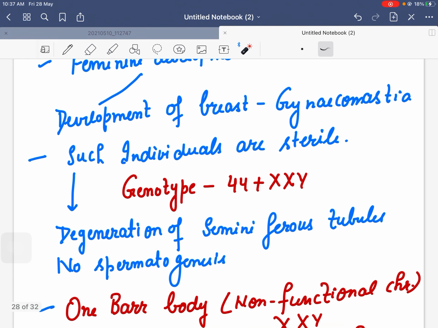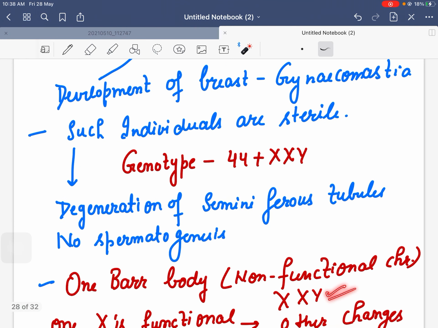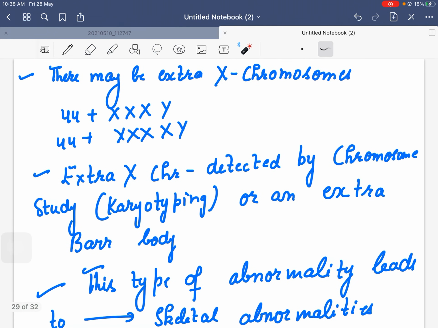Sometimes students ask me, ma'am, can only one X be added? No child, sometimes there is a very rare condition in which 2 extra X chromosomes are there. Sometimes there are 3 extra X chromosomes. And how does one locate these extra chromosomes? These are detected by chromosomal studies, and chromosomal study is known as karyotyping.